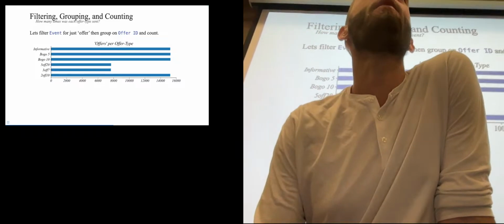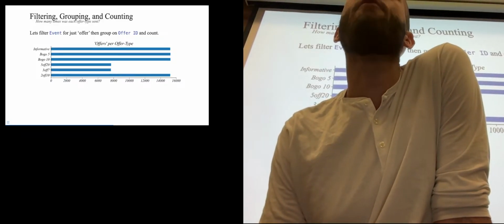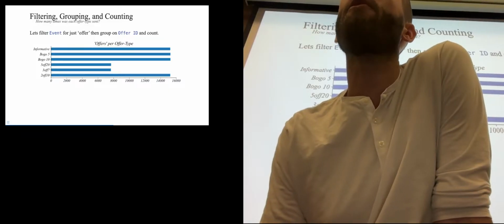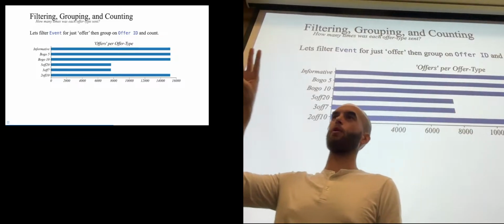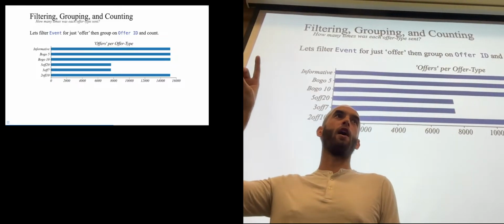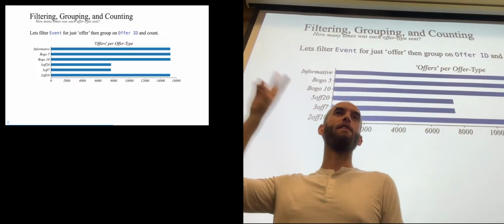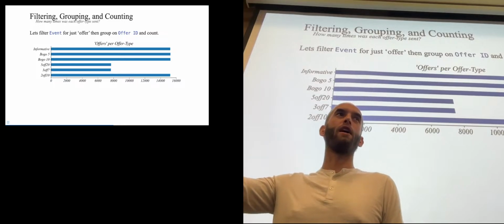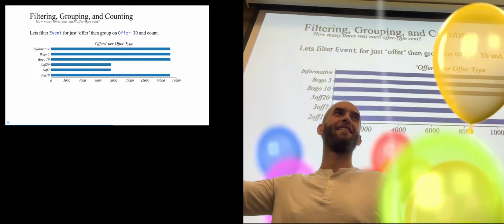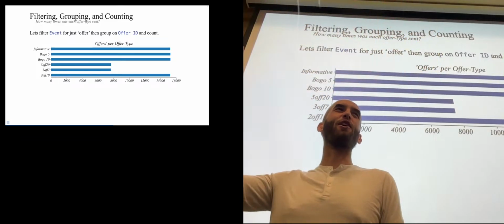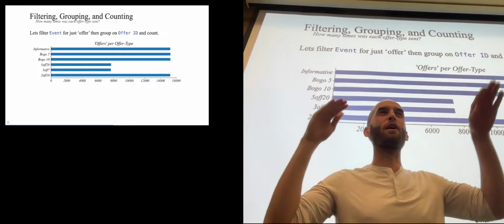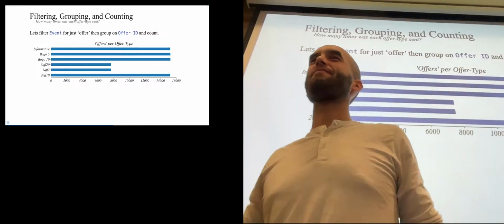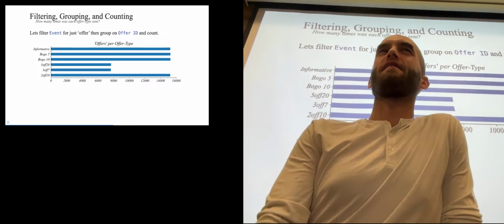All right, any questions here? This is a pretty straightforward figure. All we're doing is just counting up how many times each one of these offers are sent. But to do that, we have 3 operations. We first filter for offers. We second group by offer ID. And then third, we just count the rows. So we have generally 3 steps to make this part happen.